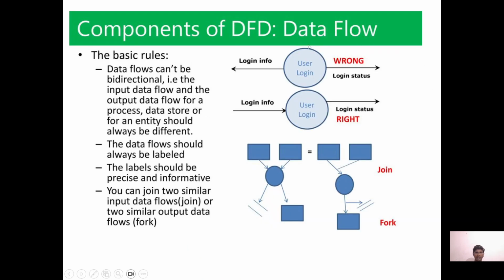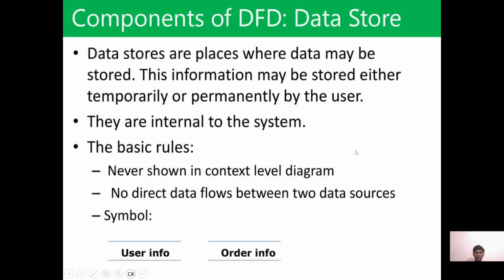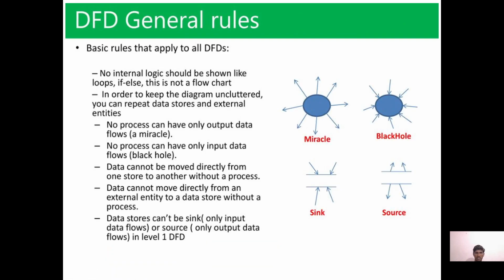Then the components of data flow. Here user login is a process. You should not have a flow like this in between. If you have flows like this, it is called a join, and this is called a fork. Next, the component data store. This is the symbol for a data store, an open rectangle. User information and order information are examples of data stores.